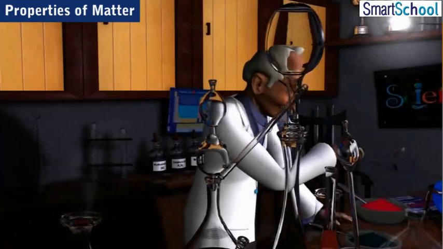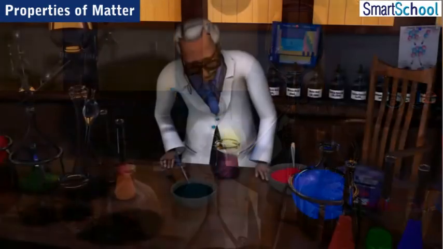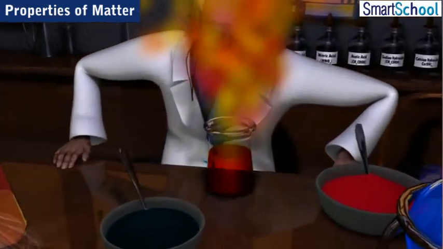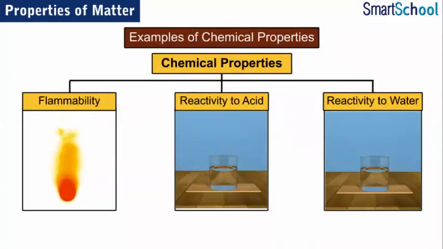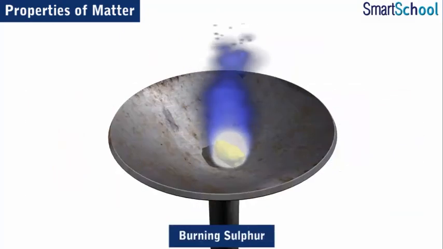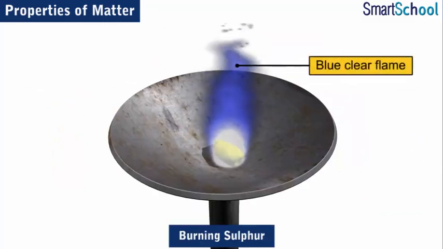The chemical properties of a substance can be observed when a substance undergoes a chemical change. Solubility, reactivity to an acid, and reactivity to water are examples of chemical properties. For example, if we burn sulfur, it produces a blue clear flame. Thus, the blue clear flame is a result of chemical property.